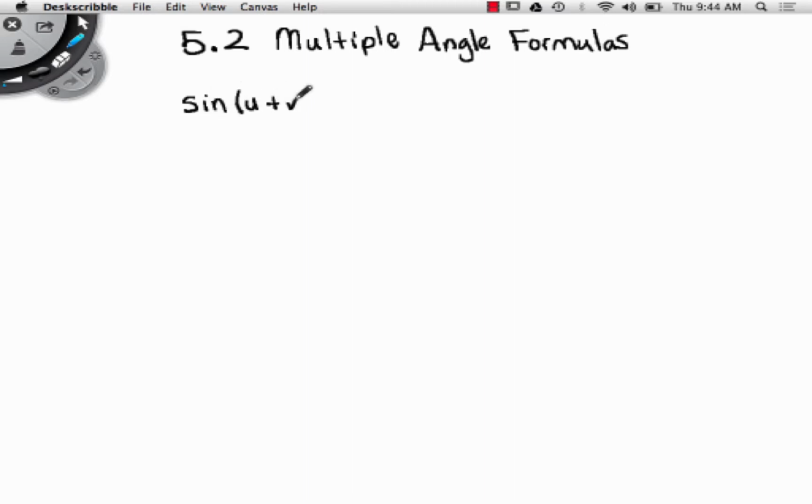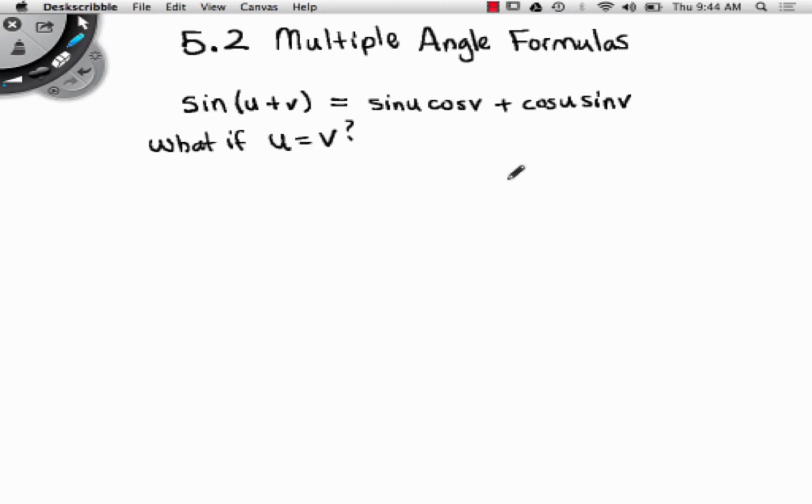We already know now that the sine of u plus v is the sine of u cosine v plus cosine u sine v. We know that from the lesson we just did. What if u is equal to v? That's the question we now ask. What if u is equal to v?